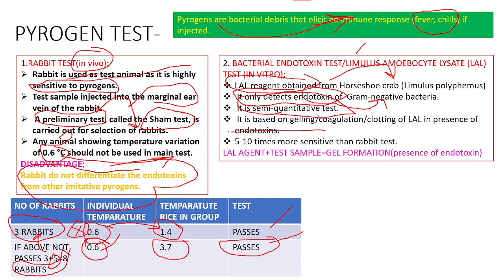This test is 5 to 10 times more sensitive than the rabbit test. The LAL test is 5 to 10 times more sensitive than the rabbit test.